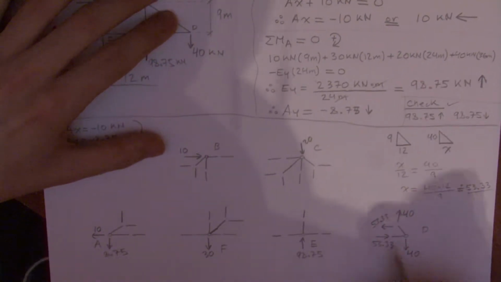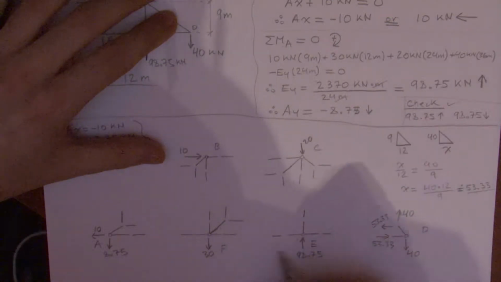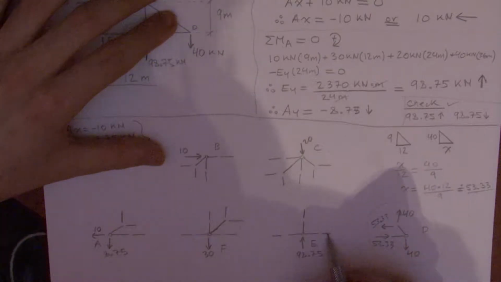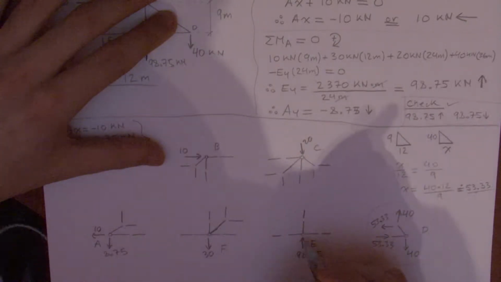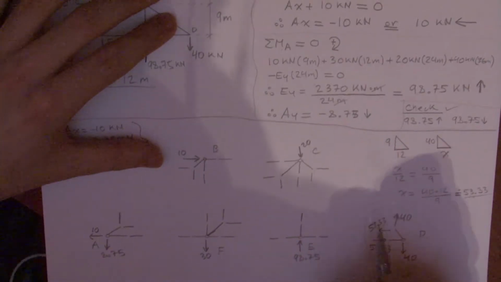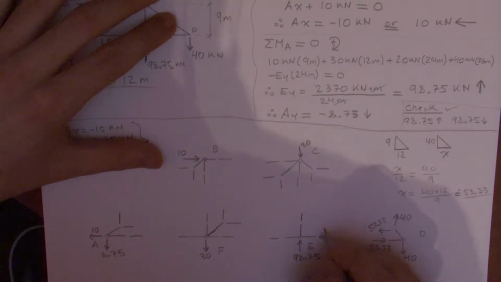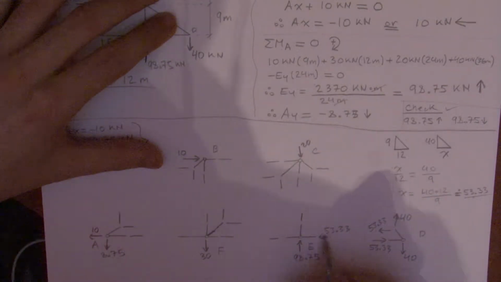Alright, so moving on, we can transfer this information here and here. We'll transfer it to the left first. So we have 53.33 going to the right. For this segment, we're going to have it going to the left. It's always the opposite when you jump to the next joint. Remember that. Okay? So we have to the right, therefore we're going to have to the left 53.33.